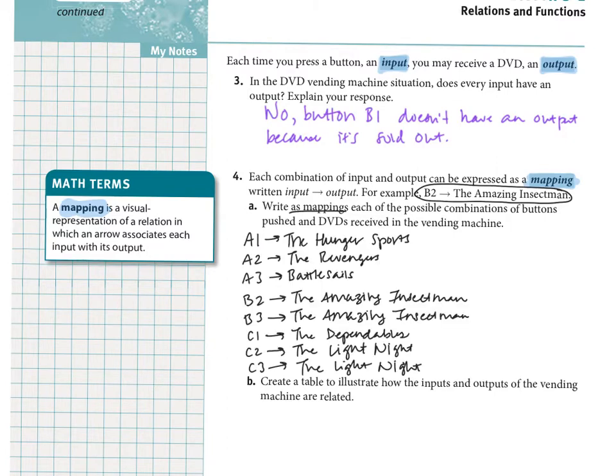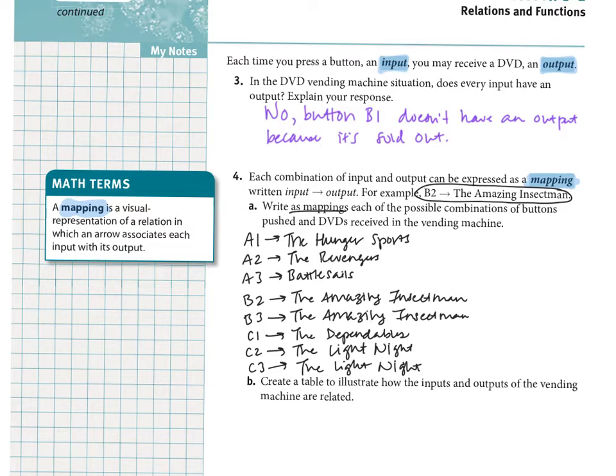All right, go ahead and check yours with mine. For A1, we should have gotten the Hunger Sports. A2 is the Revengers. A3 is Battle Sales. We skip B1 because there's no output. B2 is the Amazing Insect Man, as well as B3. C1 is the Dependables, and C2 and C3 are mapped to the Light Knight. So who would have thought that renting a DVD from a vending machine would have related to math?